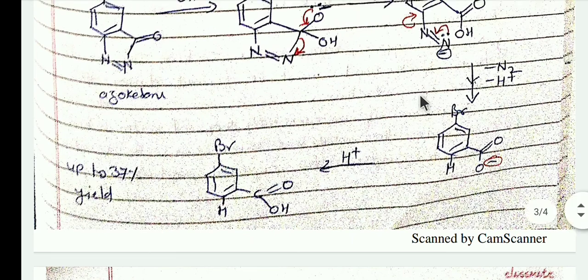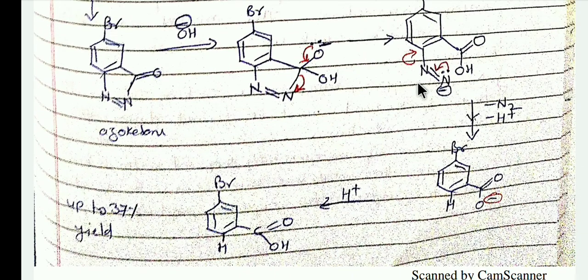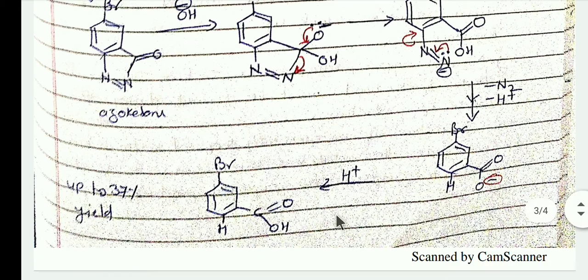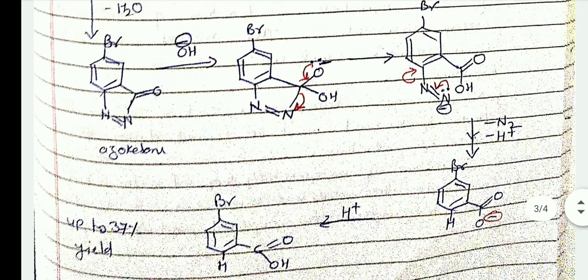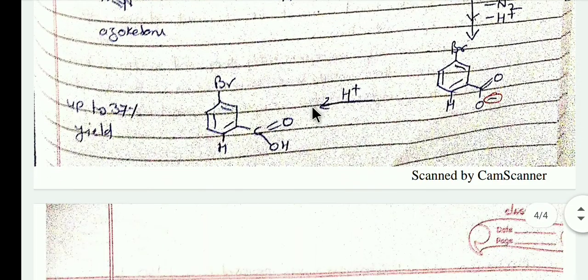By elimination of nitrogen from this N double bond N, we obtain the carboxylate anion of aryl halide, which on protonation gives the carboxylic acid. So by this long mechanism, the von Richter rearrangement can take place.